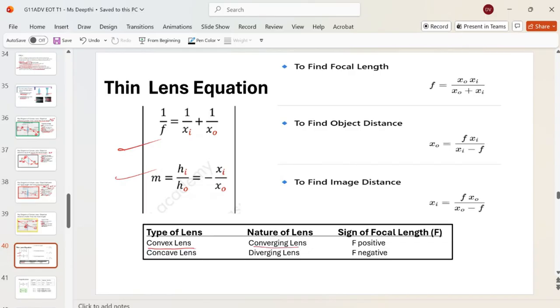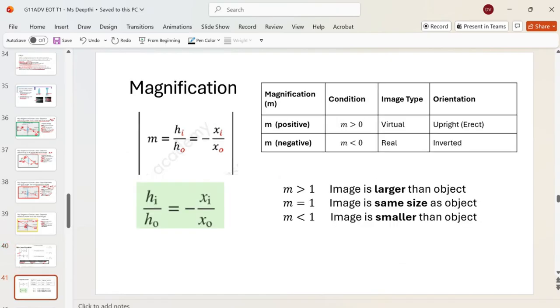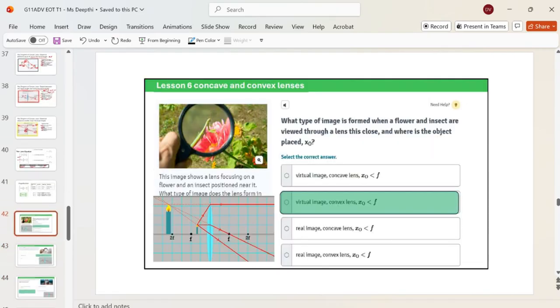The only thing is, a convex lens is a converging lens, and F should be positive for a convex lens, whereas for a convex mirror, you use F as negative, right? But a lens is a converging lens, so it's positive. And a concave lens is a diverging lens, so F is negative. So that's the only difference between the lens and the mirror formulas. Everything about magnification and the definitions is the same as for the mirror.